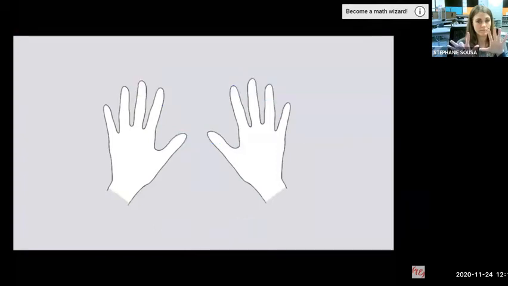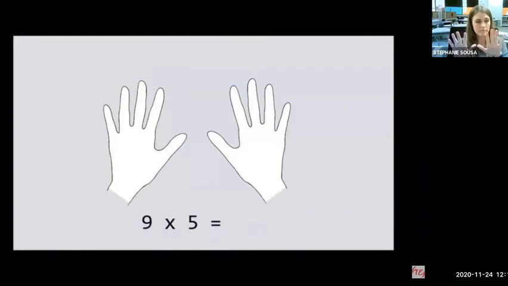It's that simple. Let's do another example. Let's find 9 times 5 using only our fingers. We start with our left pinky again and count across to our 5th finger. 1, 2, 3, 4, 5.